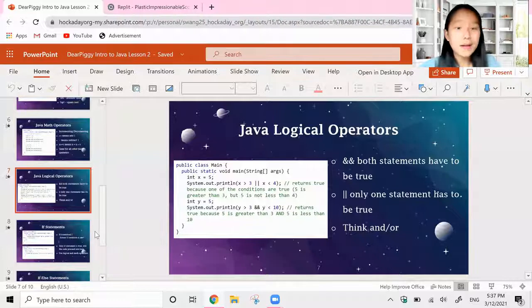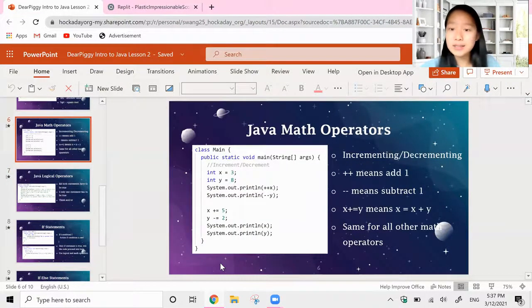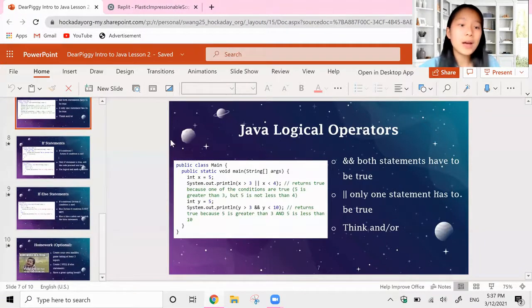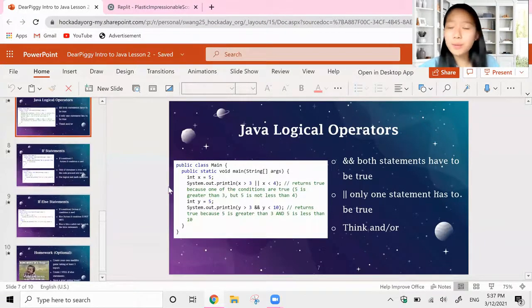Okay, so in this video, we worked on our math operators, incrementing, decrementing, shorthand, and we worked with our and or operators. So in this next video, we are going to be working a little bit more with logical operators, but we're going to be using them in our if statement.